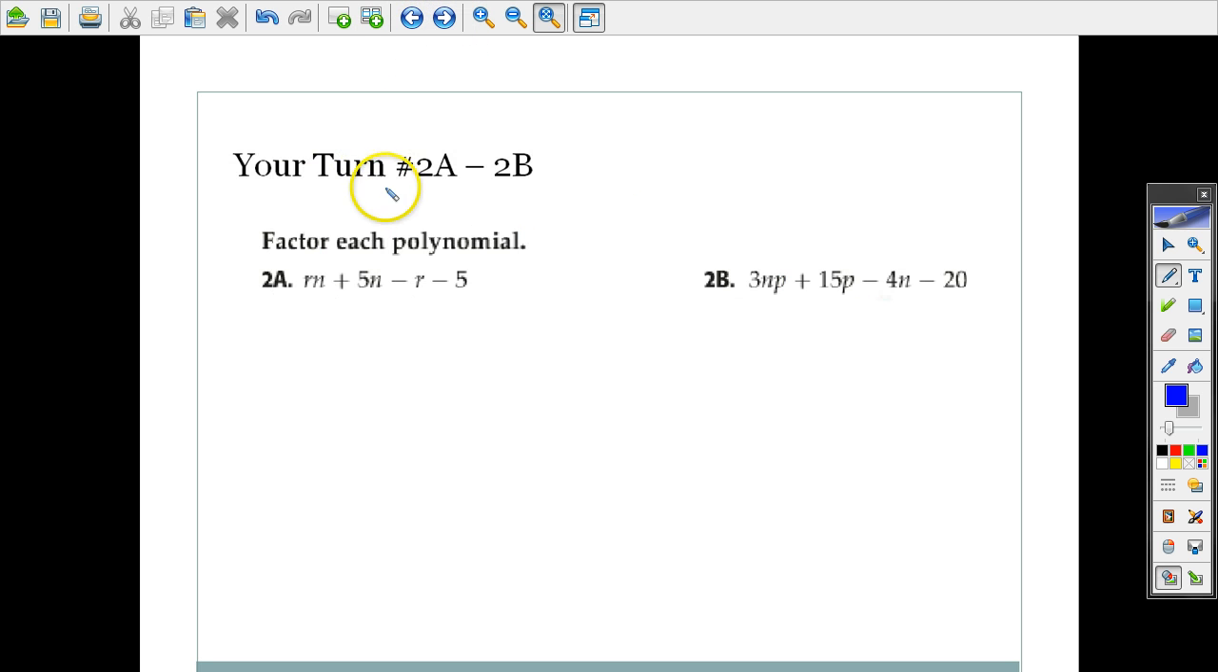Okay, so here's your turn, 2a and 2b. Find what they have in common, okay, and then factor them. And come back when you're done.